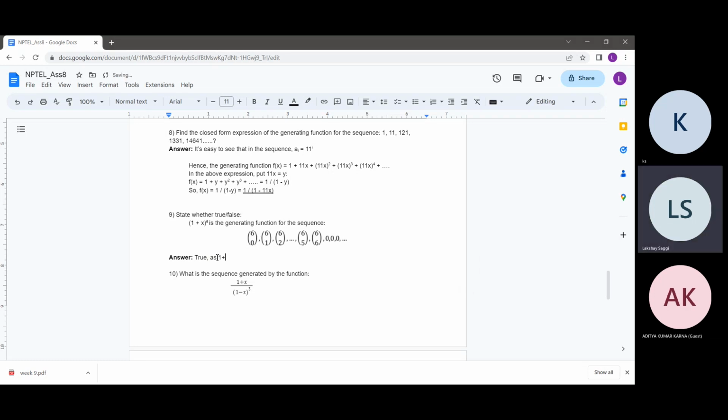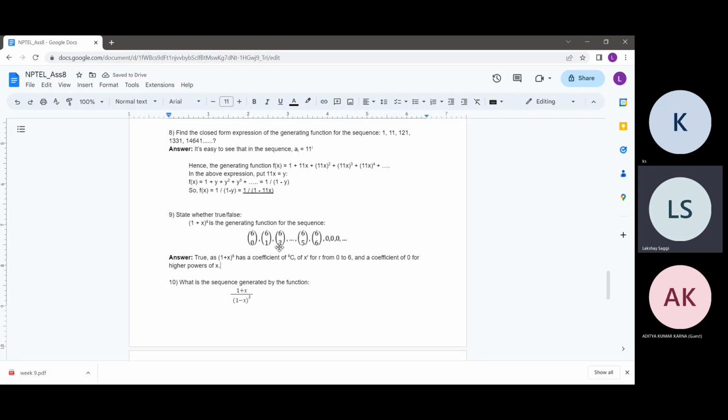As 1 plus x raised to the power 6 has a coefficient of 6 choose r for x to the power r, for r from 0 to 6, and a coefficient of 0 for higher powers of x. So it's just the straightforward binomial theorem, which we studied in high school.